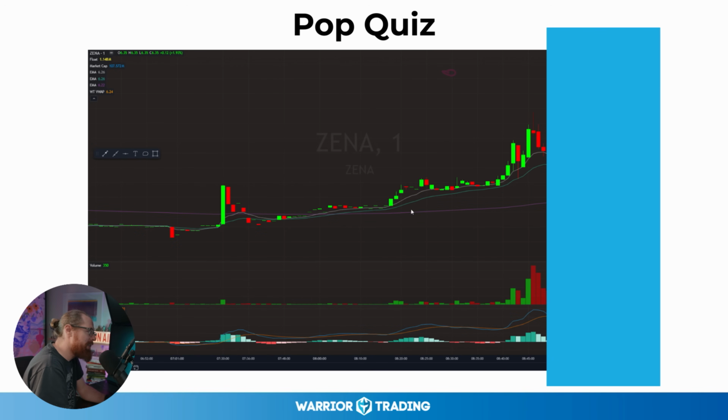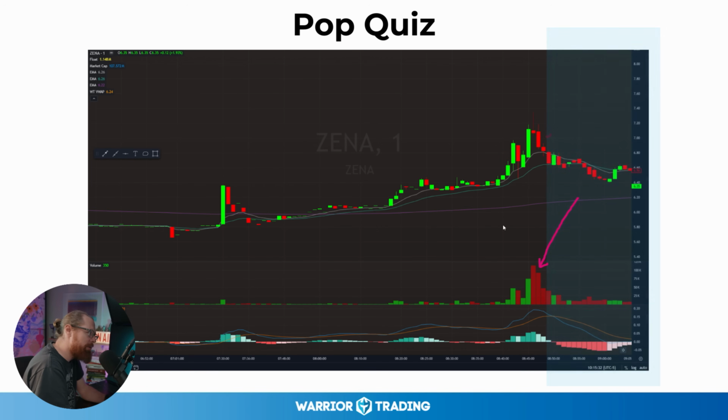Now, what about this right here? Okay, so in this case, this is a little bit different. We already had a pop. We had a pullback right here, which was good. That was fine. But now we have a little bit higher selling. These are bigger red candles. Notice the volume profile. We're seeing more selling. The problem when you start to see high volume selling coming in is that these stocks often unwind.